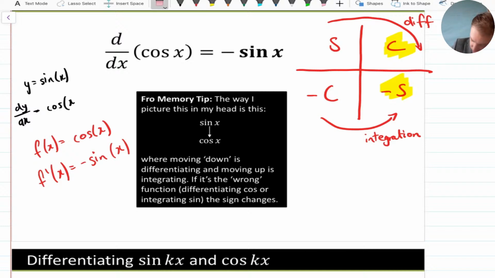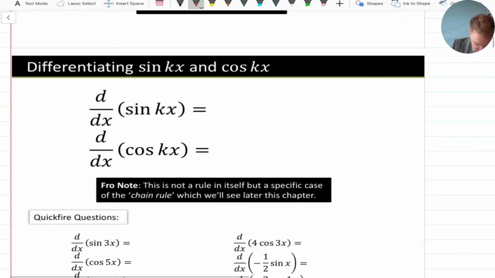Can you just pop your hand up if that makes sense and you understand what I've done there? So if I'm differentiating, we're going around this way, just a way of remembering it. And if I'm integrating, I'm going the other way. Super. Pop your hands down for me.